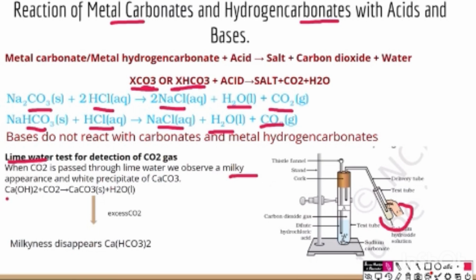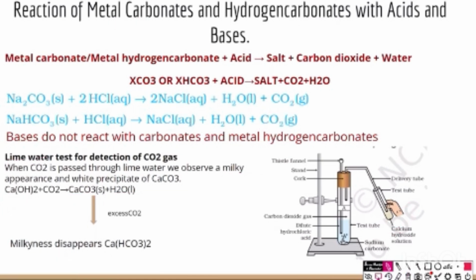So the reaction is that calcium hydroxide, which is present in lime water, when it reacts with carbon dioxide, it produces calcium carbonate, which is a white substance, a white precipitate, due to which we see a milky appearance of the lime water, and we have water. When we pass an excess of carbon dioxide, the milkiness disappears because of the formation of calcium hydrogen carbonate. So we need to make sure that excess is also not being passed. After passing some amount of carbon dioxide, we see milkiness in lime water. This is the characteristic detection test for carbon dioxide.